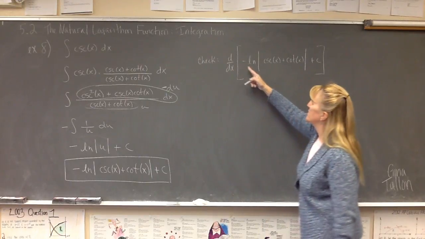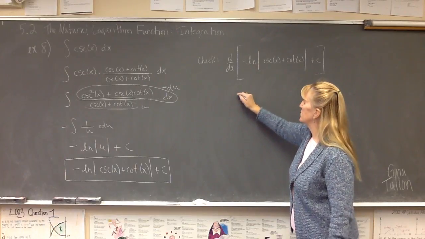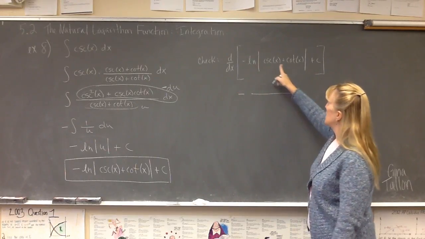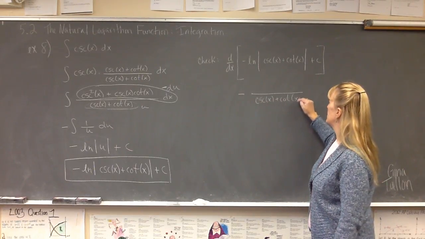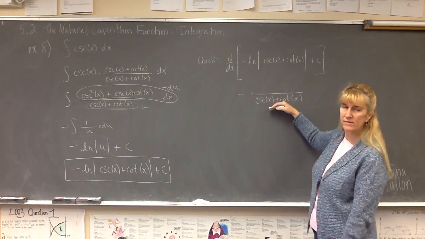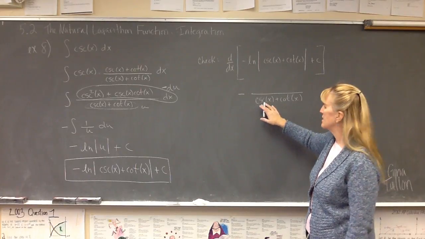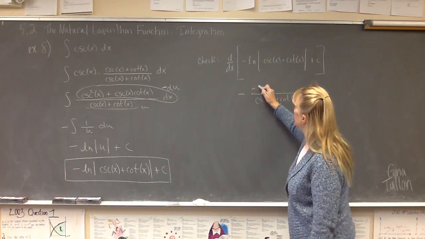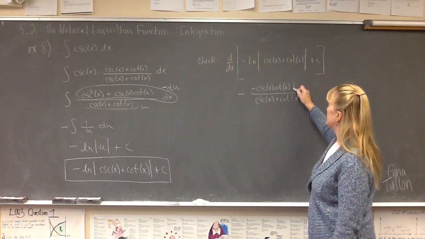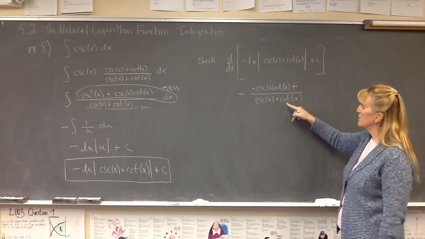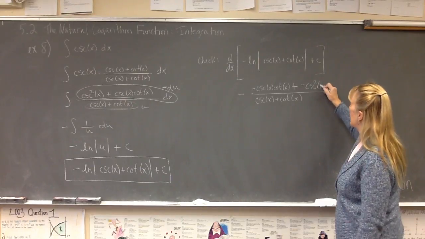I'm going to take the derivative of the negative natural log of my power here. So this negative is going to be copied. I have a fraction. My power goes to the denominator, cosecant x plus cotangent of x. And on the numerator goes the derivative of the power I just put on the denominator. So the derivative of cosecant x ends up being negative cosecant x cotangent x, plus sign copied. And now the derivative of cotangent x is negative cosecant squared x.